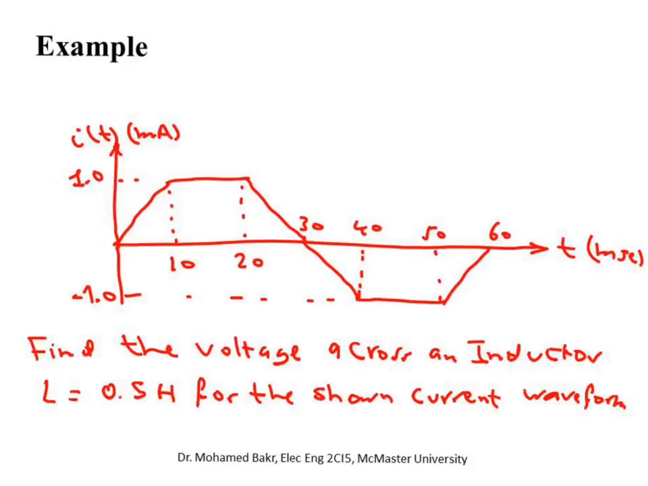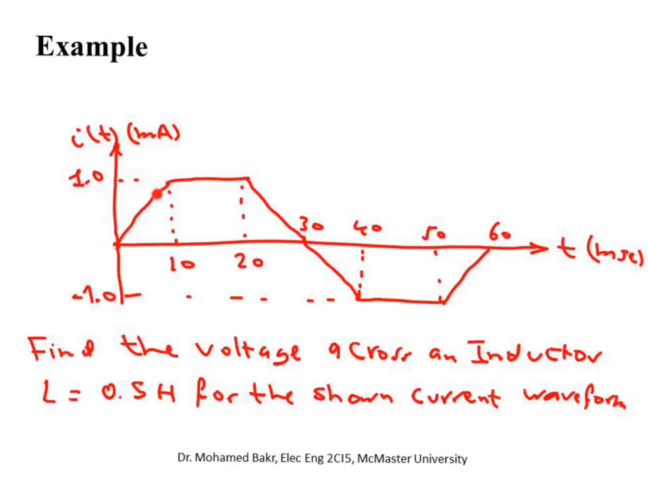Of course, this is the easy part, because you know the current and you want to get the voltage, and the voltage is equal to L di by dt. This is from Faraday's law. V is equal to d phi by dt, but this is a linear inductor, so phi is equal to Li, so V is equal to L di by dt. So now we'll start to differentiate, and differentiating the current means getting the slope of the current.